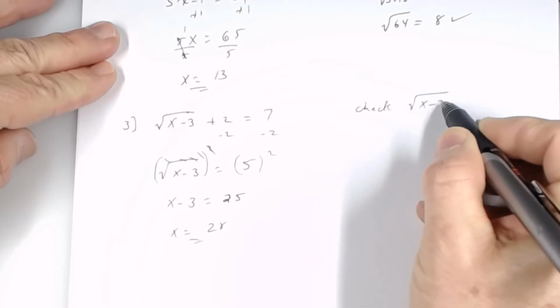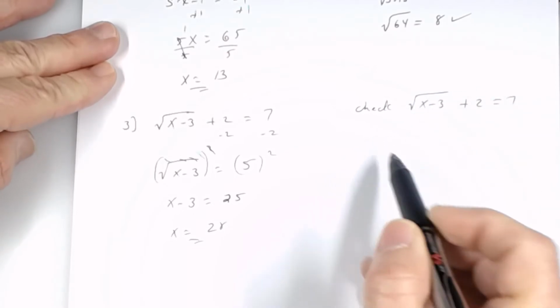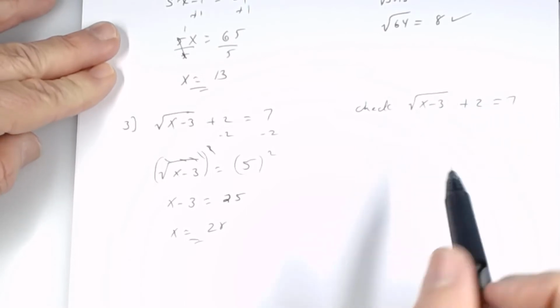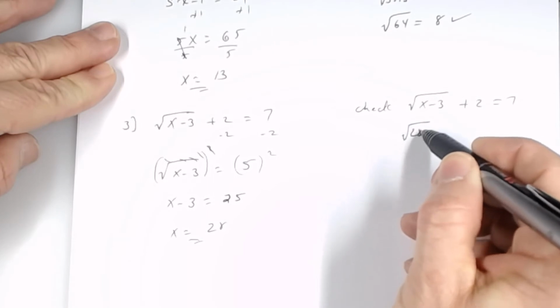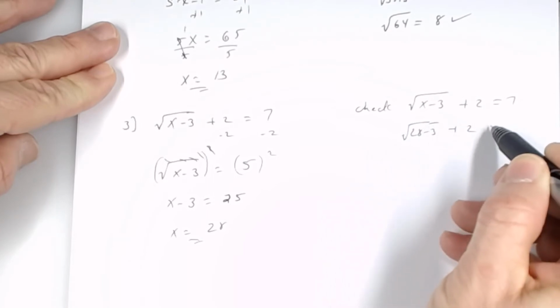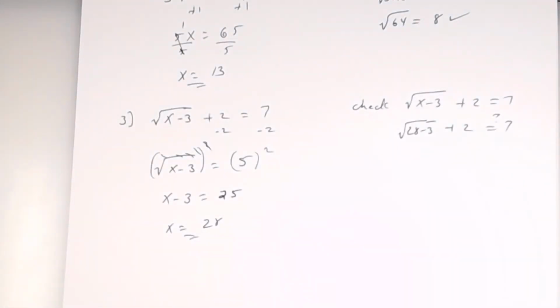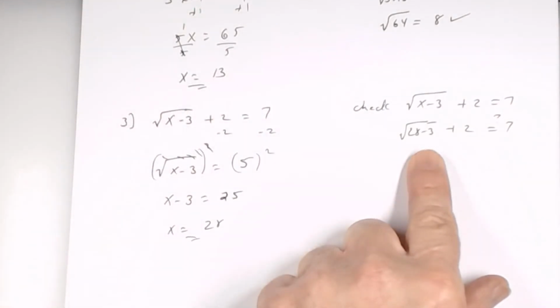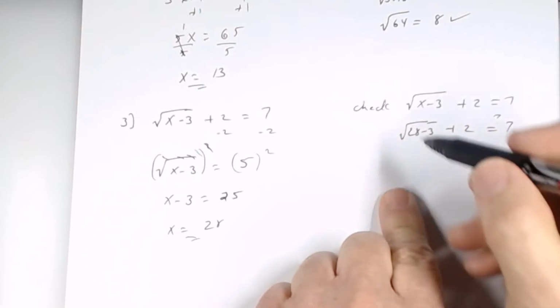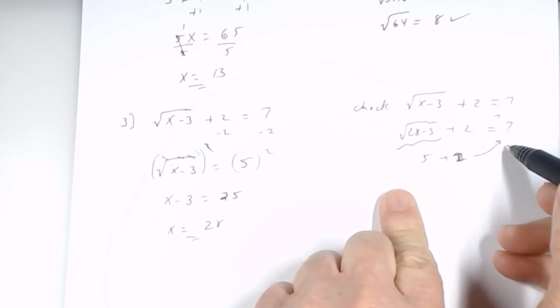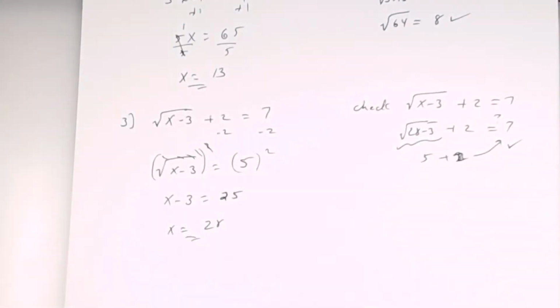The square root of x minus 3 plus 2 equals 7. So I want to see if the left side is going to equal 7. Well, x is 28, so I have the square root of 28 minus 3 plus 2, and again, I want to see that's going to equal 7. So notice I just put a little question mark above the equal sign. What is 28 minus 3? 25. And what's the square root of 25? And is 5 plus 2 equal to 7? Yeah. All right, so x equals 28 is a solution.